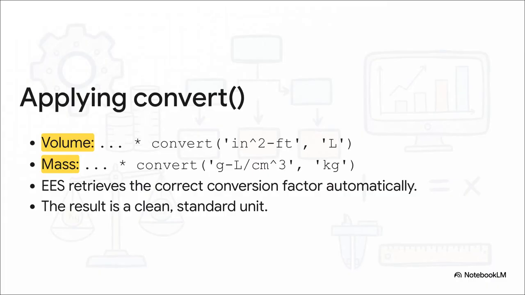In our volume equation, we just multiply the whole thing by convert in squared to foot to liter. That's it. EES goes and finds that obscure conversion factor for us. We do the exact same thing for our mass equation to get from that weird mix of grams, liters, and centimeters cubed into nice, clean kilograms. The result? A calculation that's not just right, but is also actually readable.